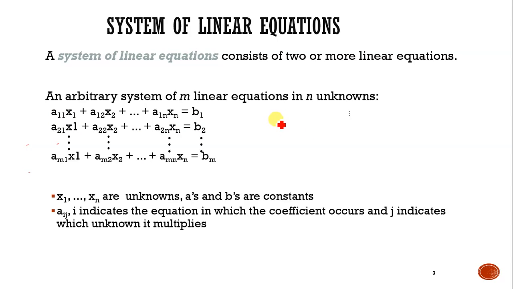In a particular example, if we take a system of linear equations in 3 variables, this is one particular example, which has 3 unknowns and 3 equations.